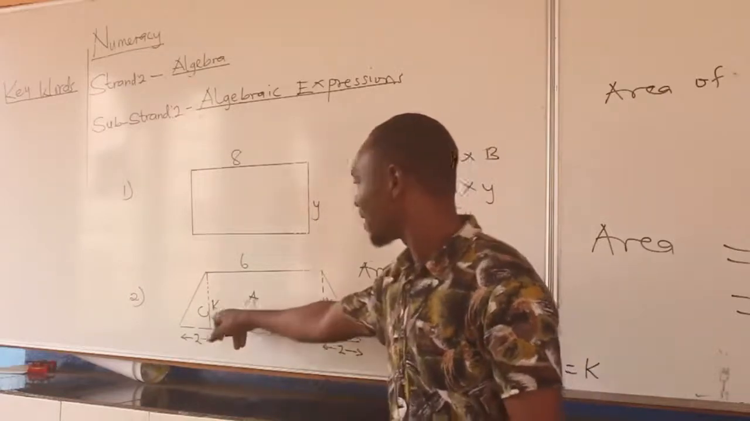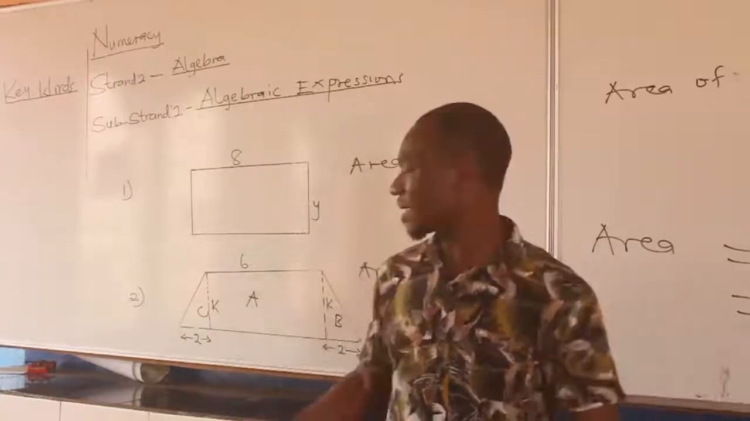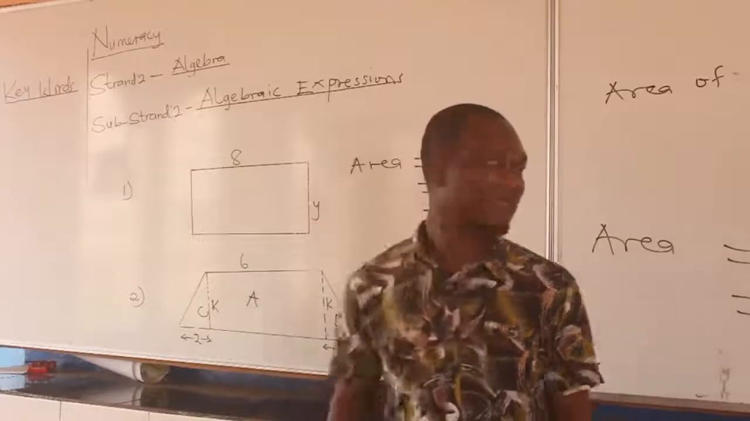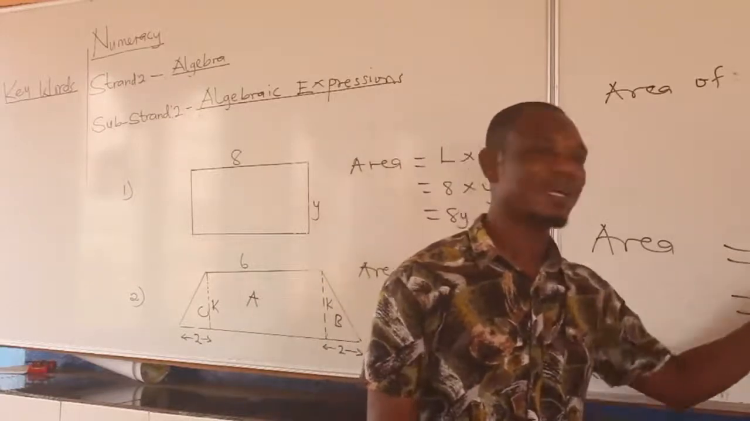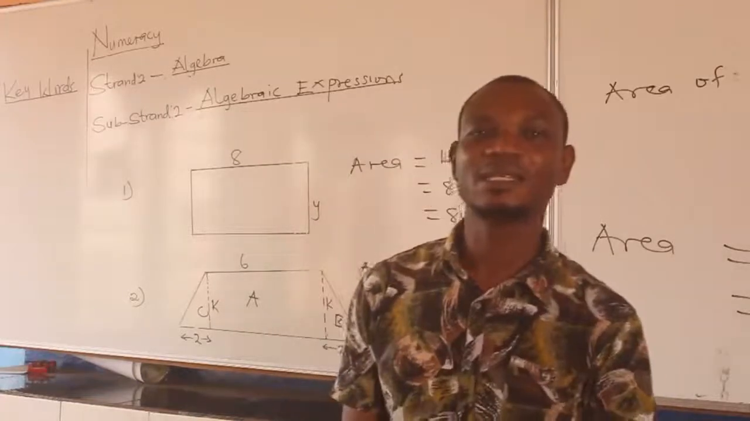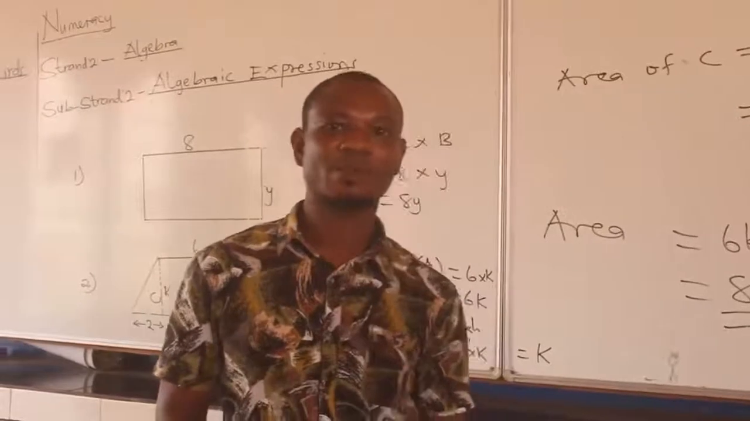And we did the same for the C. We had k. When we finish, we add all together, and that would be the area for the trapezium or the shape given. When we add, we have 6k plus k plus k. And that gives us what? 8k. So that is the algebraic expression for the area of that shape for the number 2.